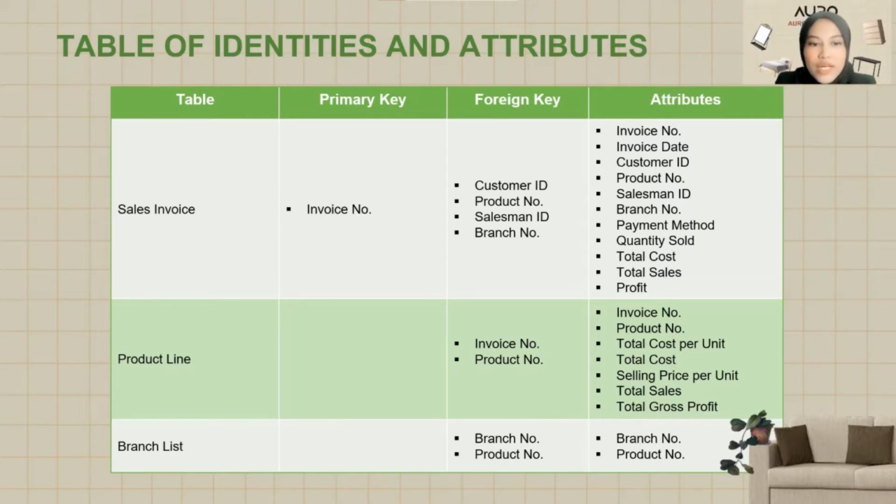Then we have product line table and branch list table. These two tables are bridging tables. For bridging table, they do not have a primary key. Instead, bridging table have composite primary key that consists of 2 foreign keys. For product line, it has 2 foreign keys which are invoice number and product number, and for branch list, it has 2 foreign keys which are branch number and product number.